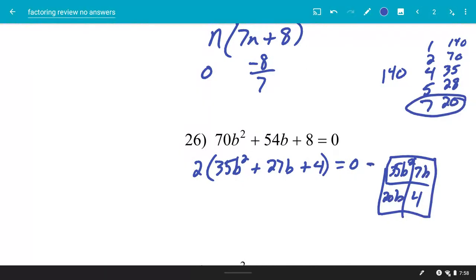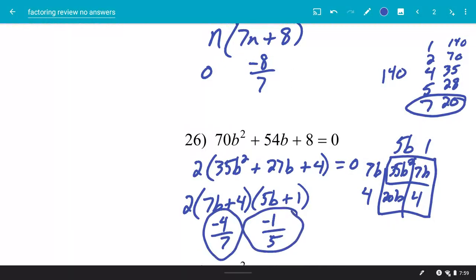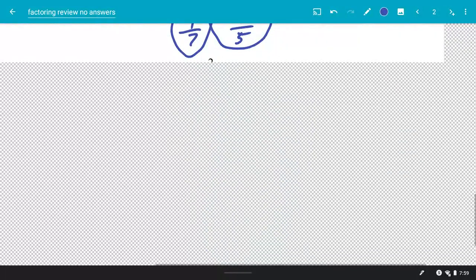GCF. 7b. 4. 5b. 1. So I now have 2 times 7b plus 4 times 5b plus 1. What are my solutions? Negative 4 sevenths and a negative 1 fifth are my solutions. Yes, we're having fun now.